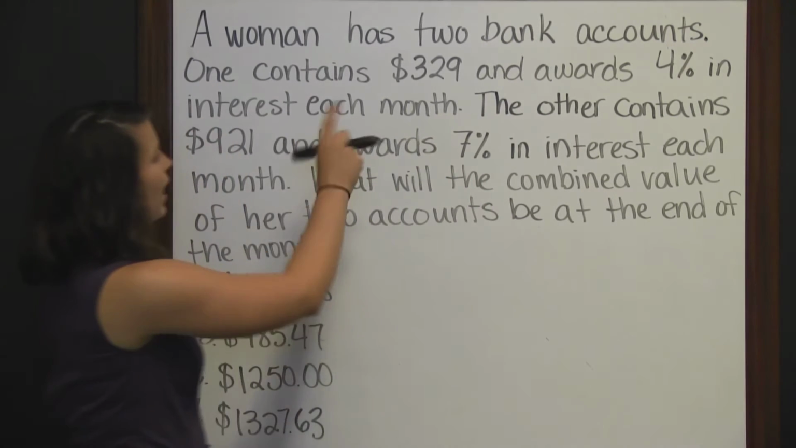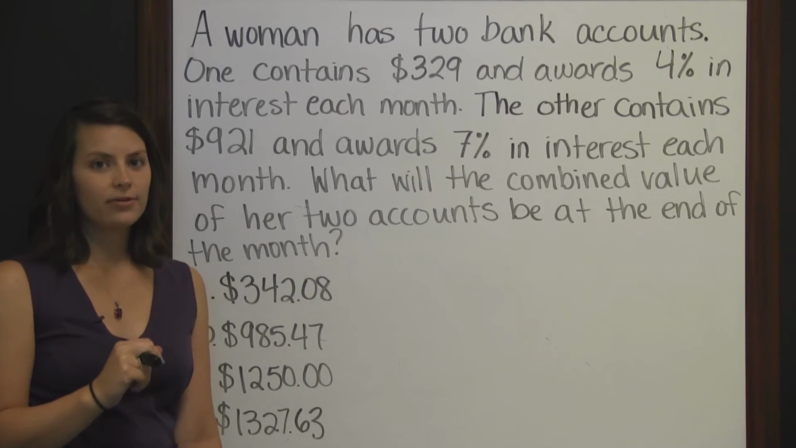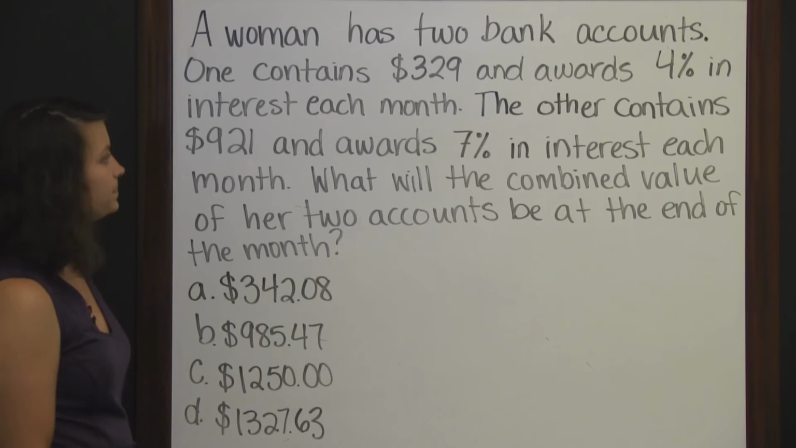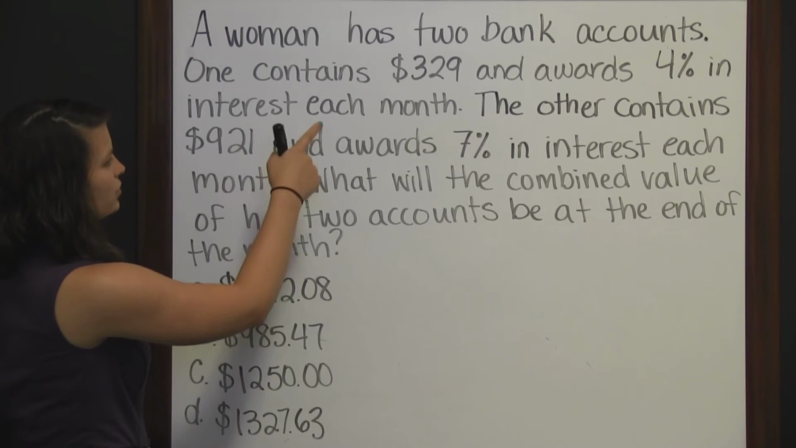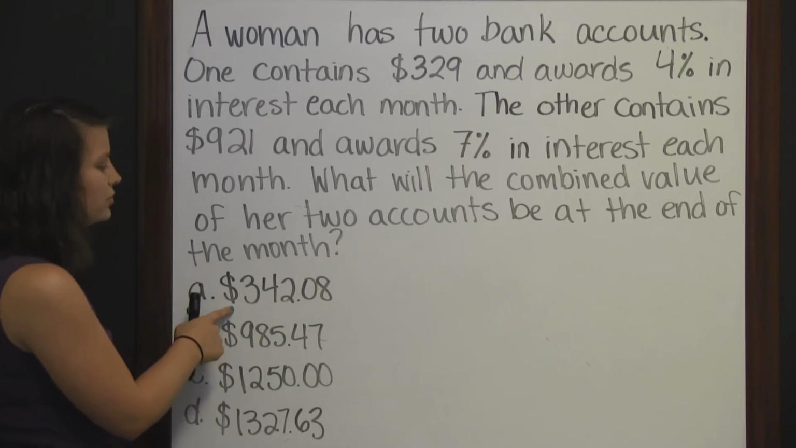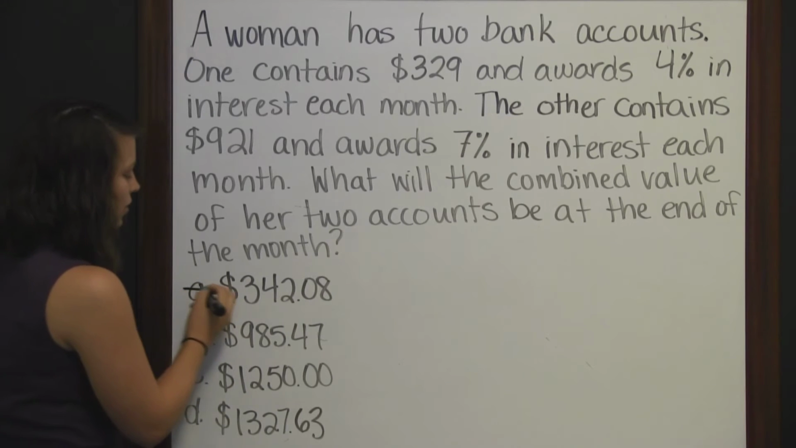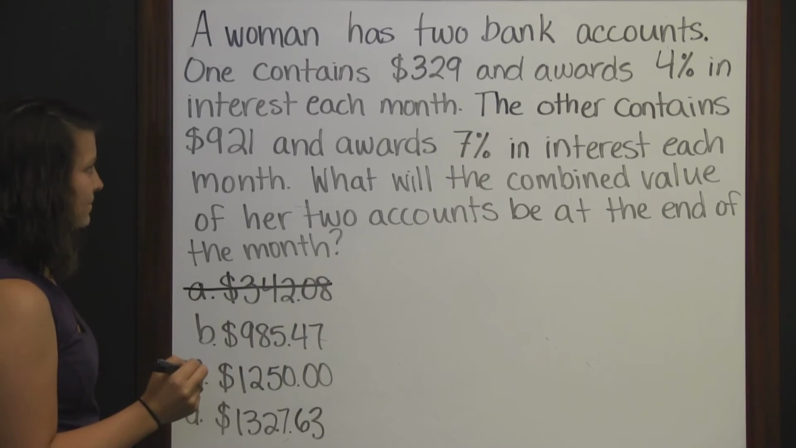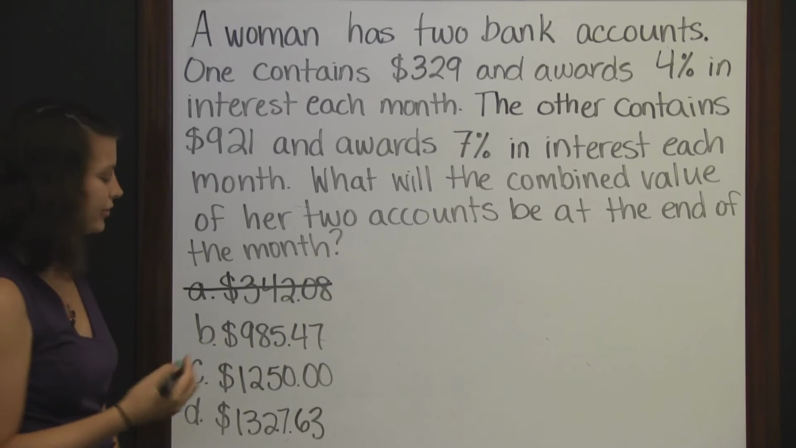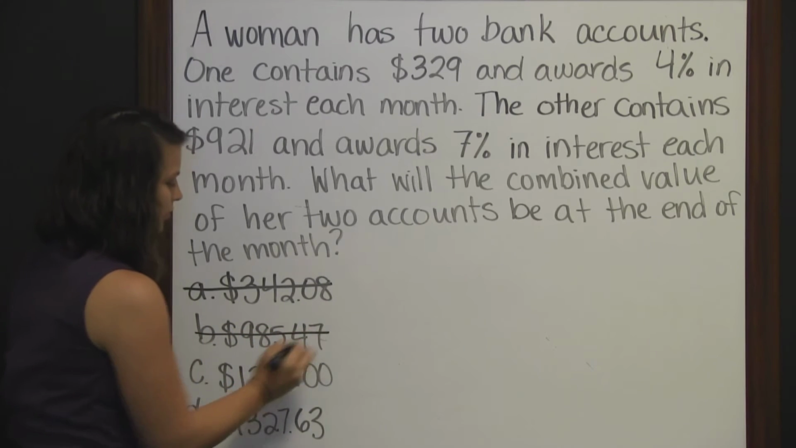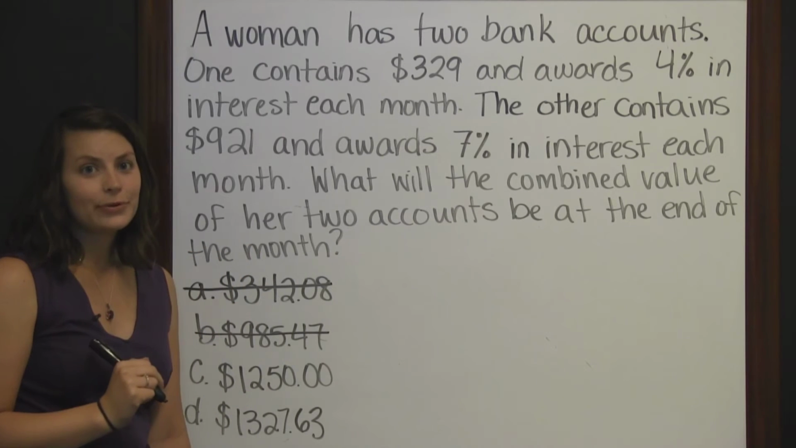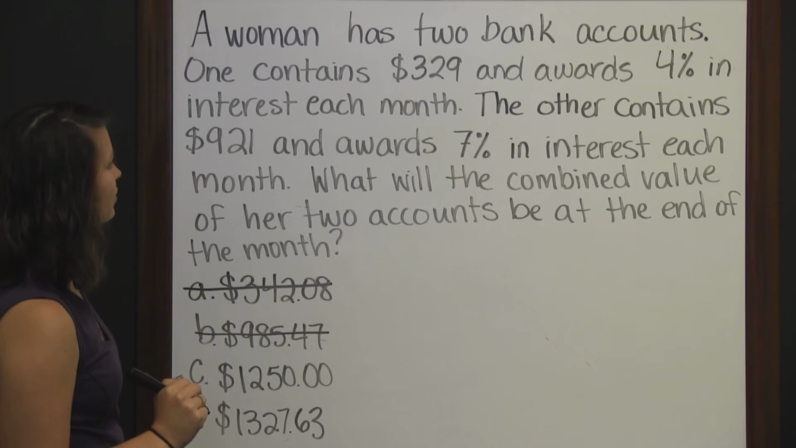Combined means that we're going to add the totals of those 2 accounts together. So looking at these answer choices, we can already eliminate a couple. If you add together 921 and 329, you're definitely going to get more than $342.08. So we already know we can eliminate this answer. It's the same with B as well. $921 plus $329 is going to be more than $985.47. With these last 2, we may actually have to do a little bit of calculating to figure those out.